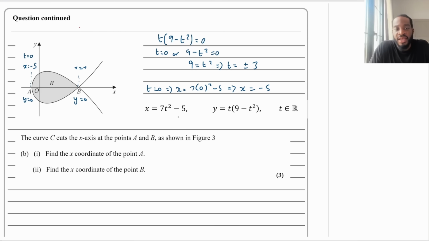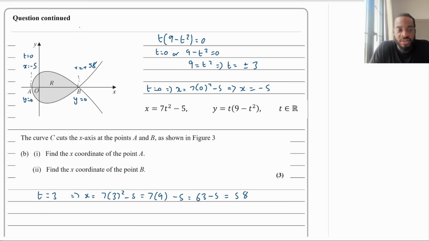Okay. And then we've got plus or minus 3. So say I'll use 3. If I plug t equals 3 in, then I'm going to have x is equal to 7 times 3 squared minus 5, which is 7 times 9 minus 5, which is 63 minus 5, which is 58. So therefore, x is equal to positive 58 here.